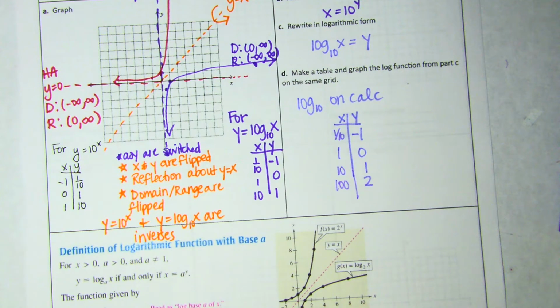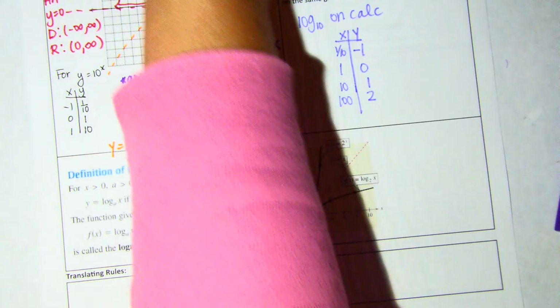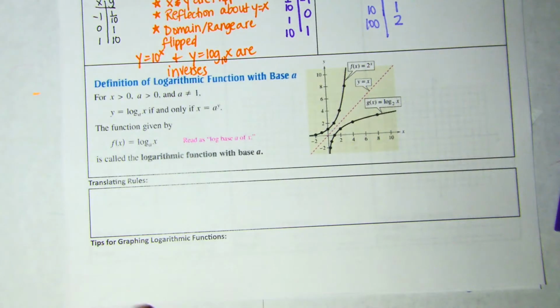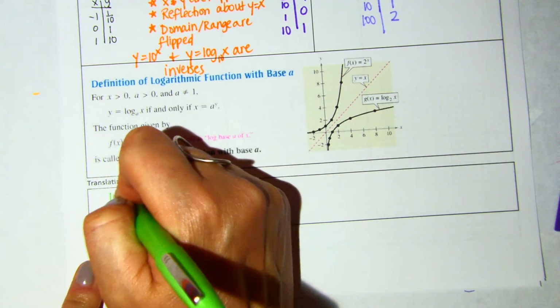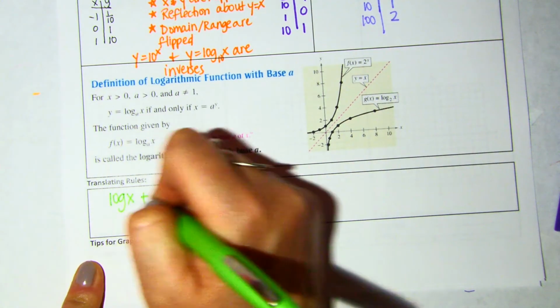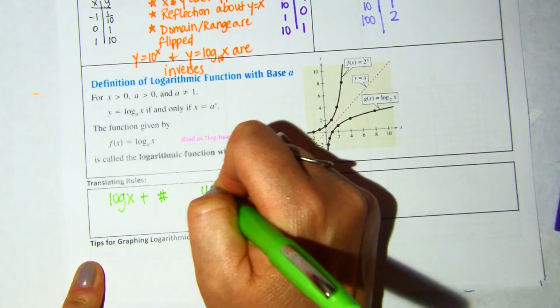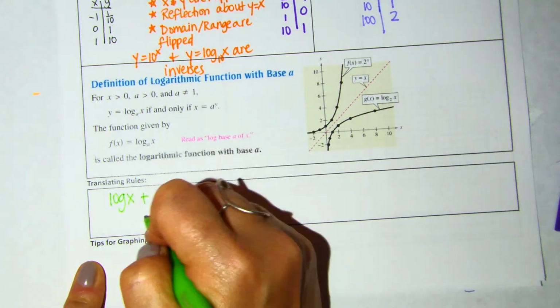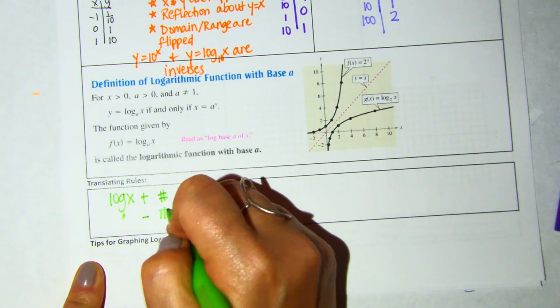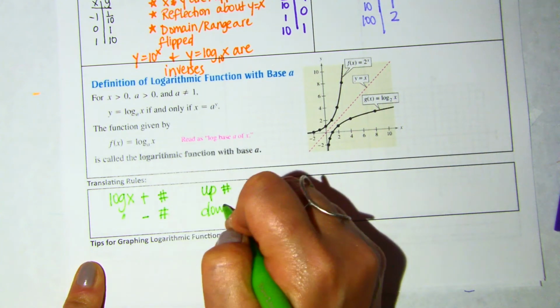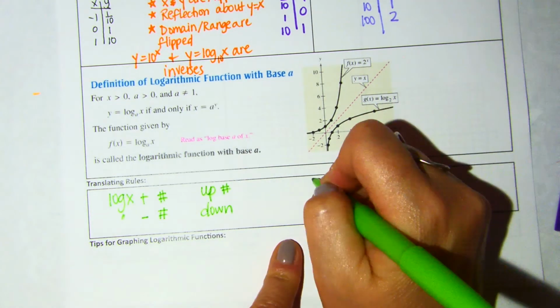This has just a little extra stuff. The translating is exactly the same as what it used to be for all the different functions. So I'm just going to write the basic rules again. Hopefully you guys remember all these are the same for everything. If I have a log function plus a number, that means you go up whatever that number is. If it's minus a number, it goes down. So that's all the same.